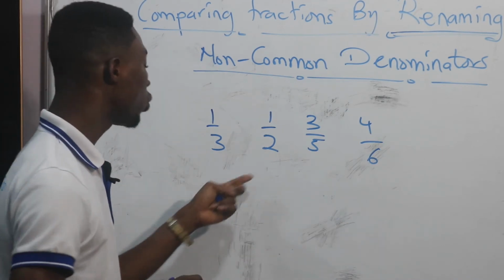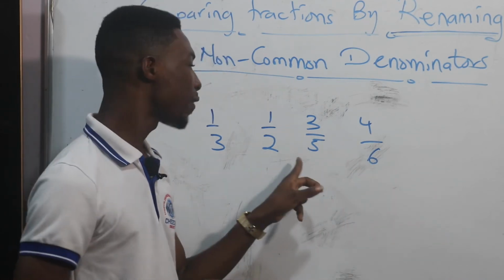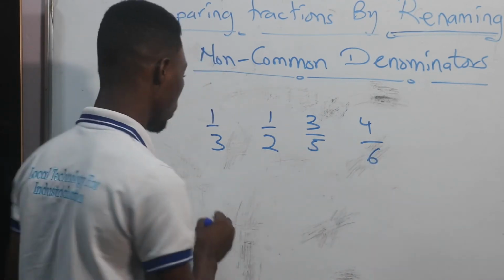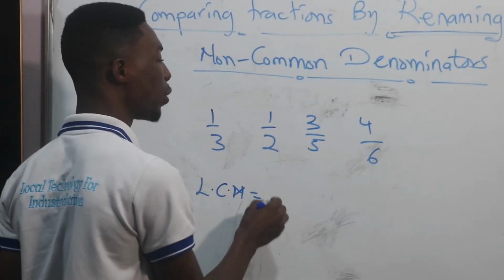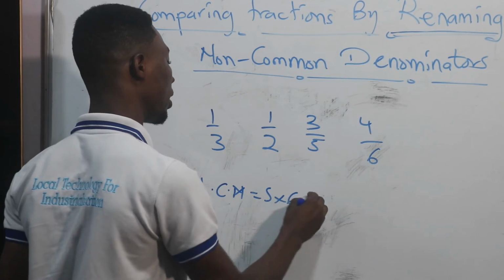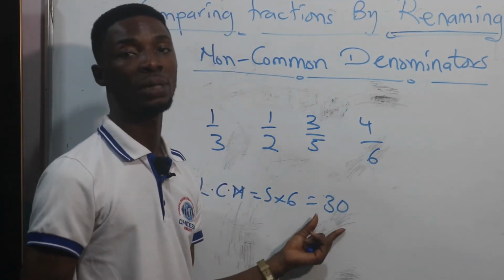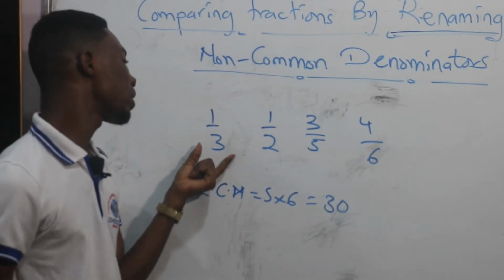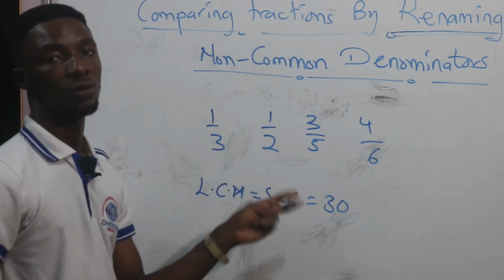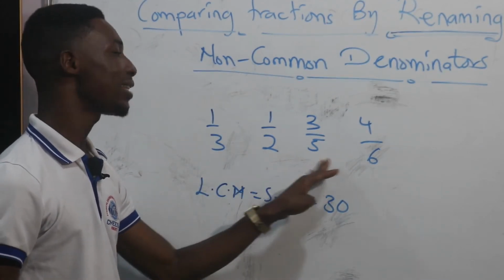We can see that the two biggest denominators here are 5 and 6. So we have to multiply 5 and 6 to get our common denominator. And that is going to be 30. So for this one too, we have our common denominator being 30. What factor should we multiply this fraction with so that we can get the denominator of 30? What about this, that, and that?